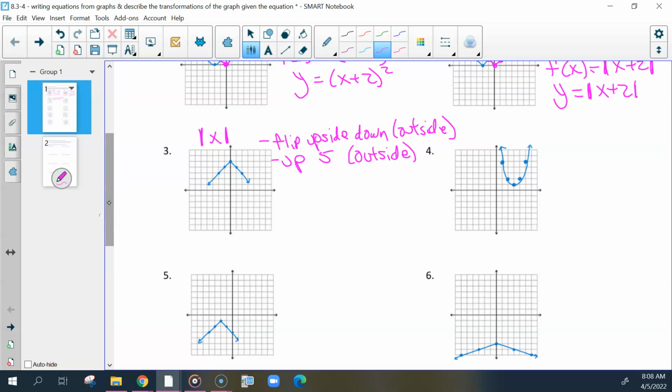So if these are both outside things, we can write our equation. Start off at the left. How would we write something that's been flipped upside down? Negative. And then outside, so it's going to be outside of our absolute value signs. And then how would we write up 5? Plus 5.